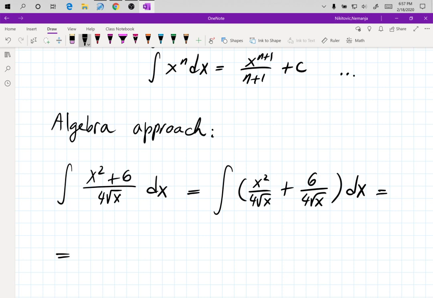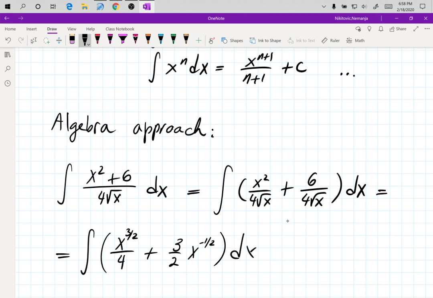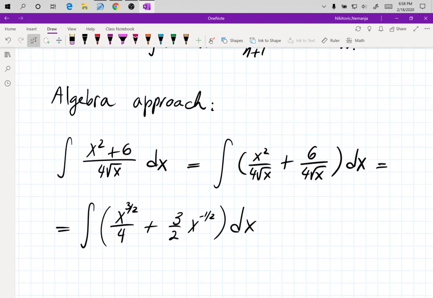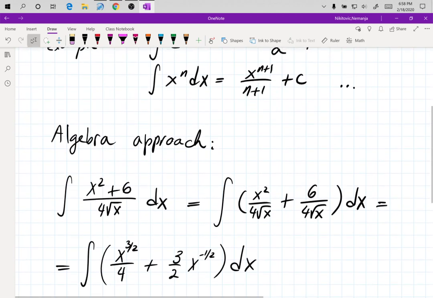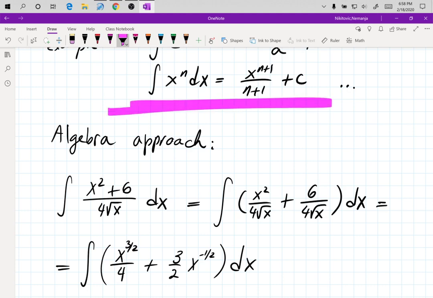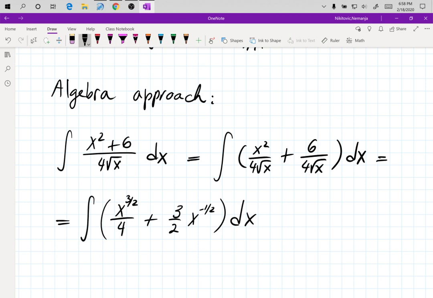Now, you combine exponents and you get x to the 3 halves divided by 4 plus, and now 6 and 4 reduce to 3 halves, x to the negative 1 half, everything in parentheses dx. Both of these are in the form of this. You have x to some exponent. So you just apply that rule. No complicated integration in this case.